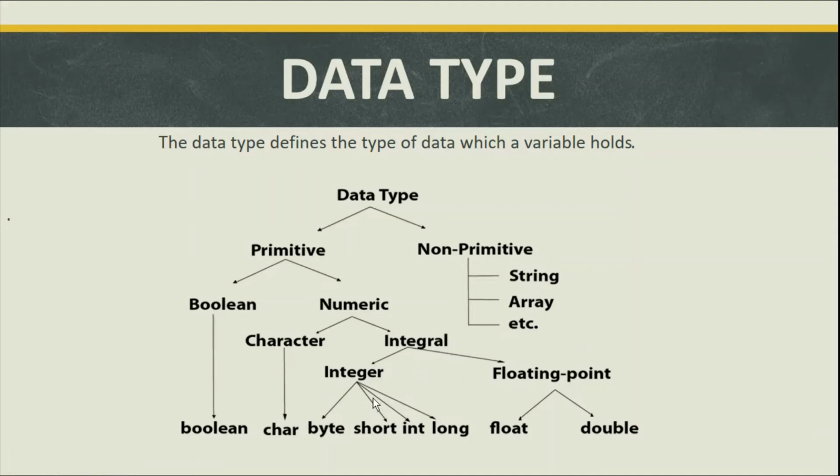To contain floating type of data, we have float and double, two data types. Float can hold fractional and double can also, but float can hold 4 bytes of space and double can hold 8 bytes of space. So these are the primitive data types, and second is our non-primitive data type.